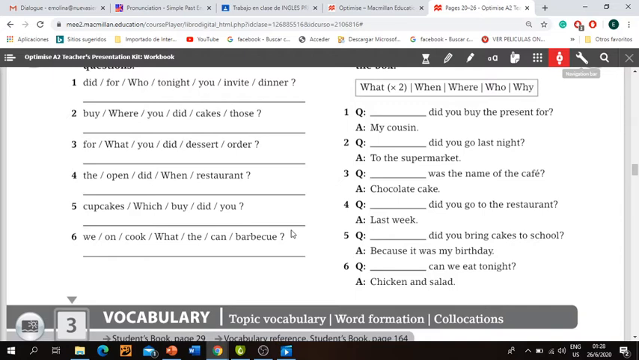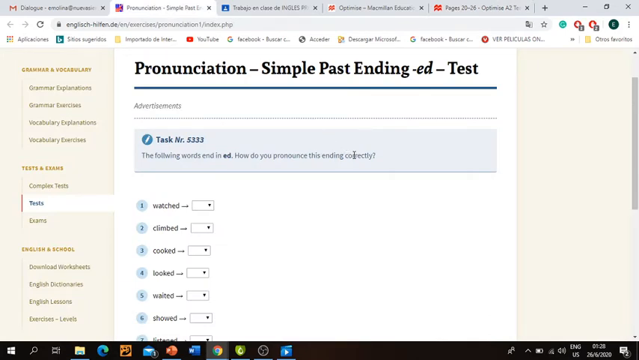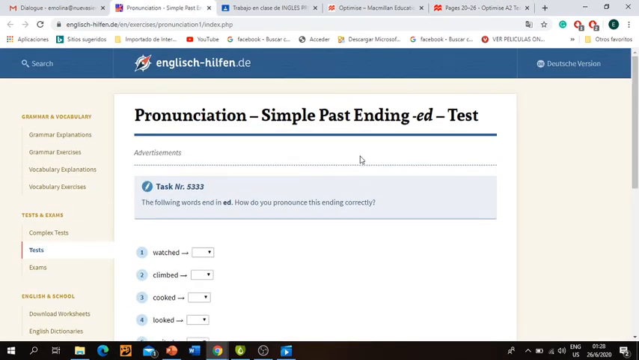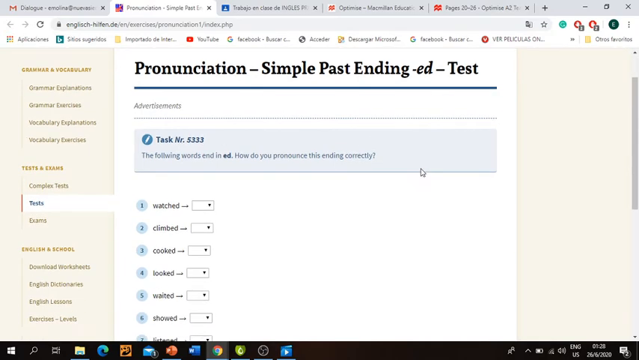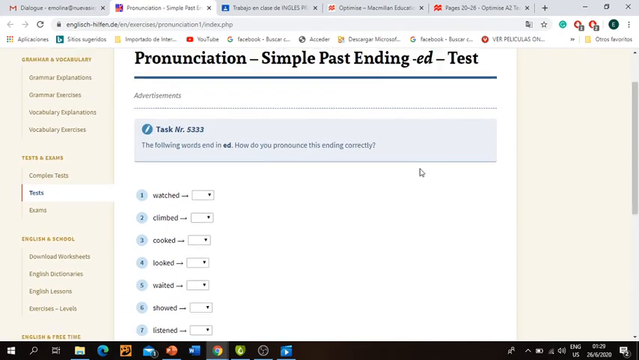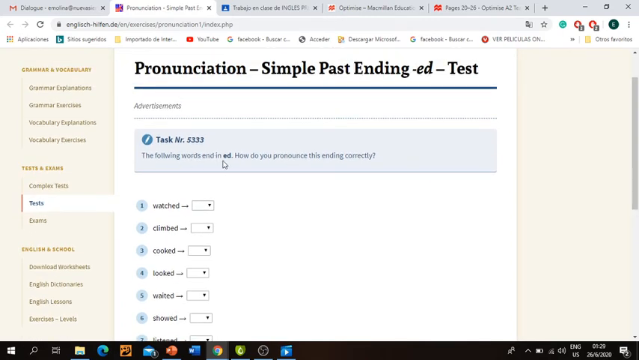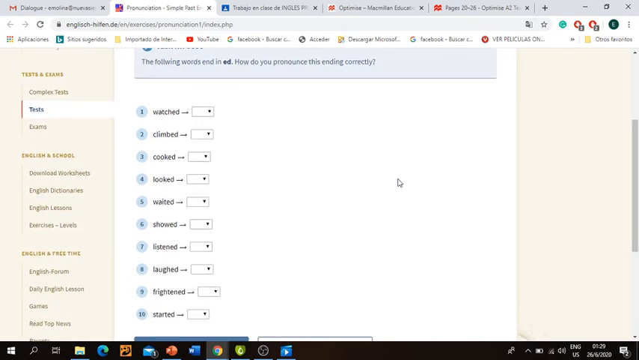Okay, plus a link. Here you have, I will add the link in Google Classroom, and this is about pronunciation. Okay, something we studied. So here it says the following words end in ed. Las siguientes palabras terminan en ed. How do you pronounce this ending correctly? ¿Cómo pronuncias la terminación correctamente? And you have here 10 verbs.